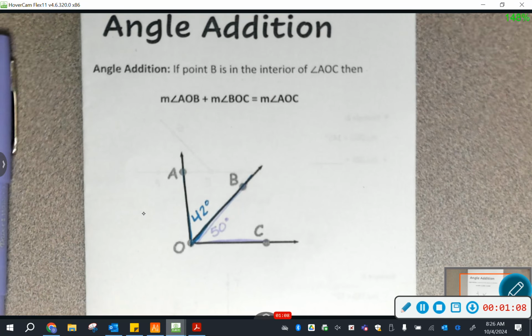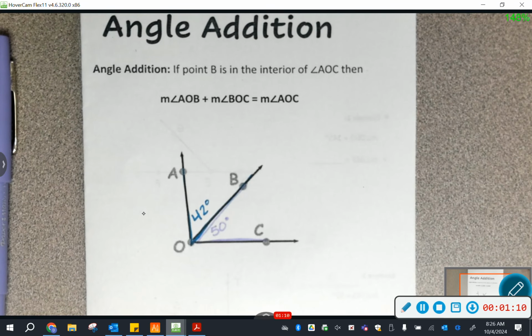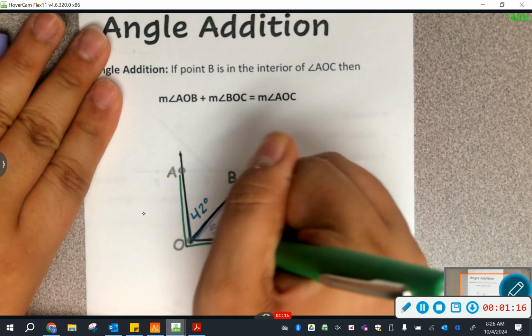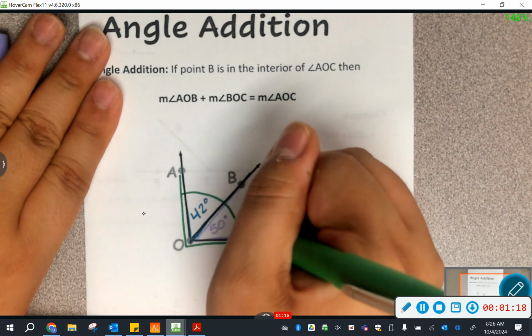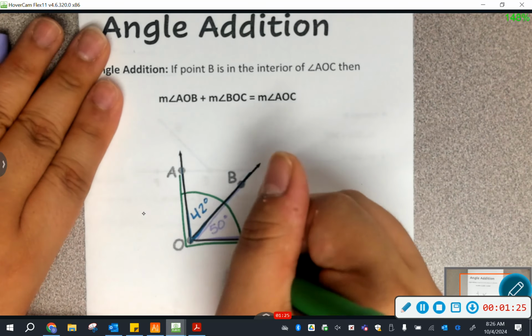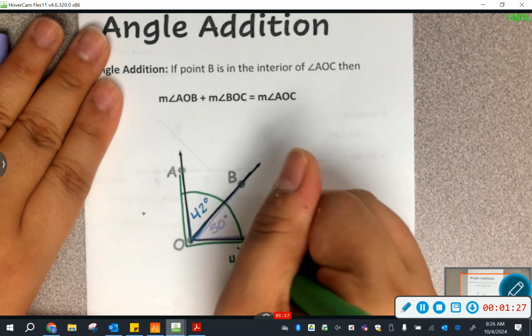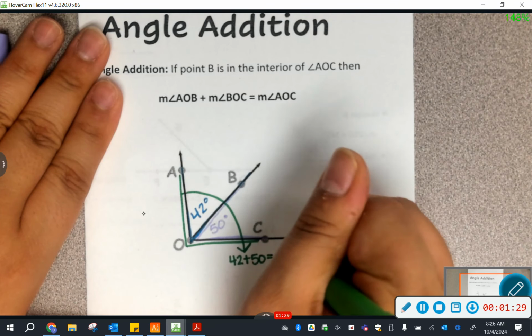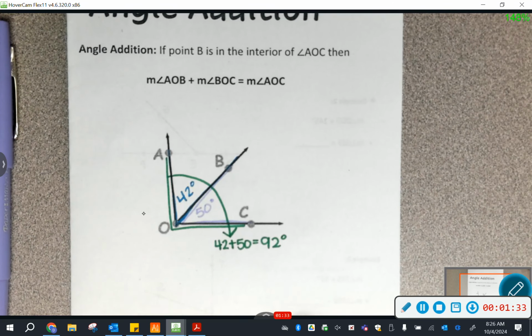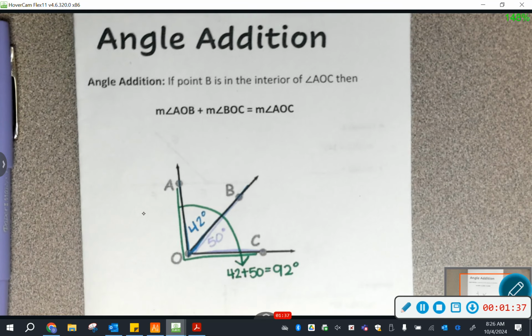That's 2 angles. Where's the third angle? AOC. What is AOC? The whole thing. What is the whole thing? Why is it 92? You can add 42 plus 50, 92 degrees. And y'all, that's all we're doing today. We are doing angle addition.